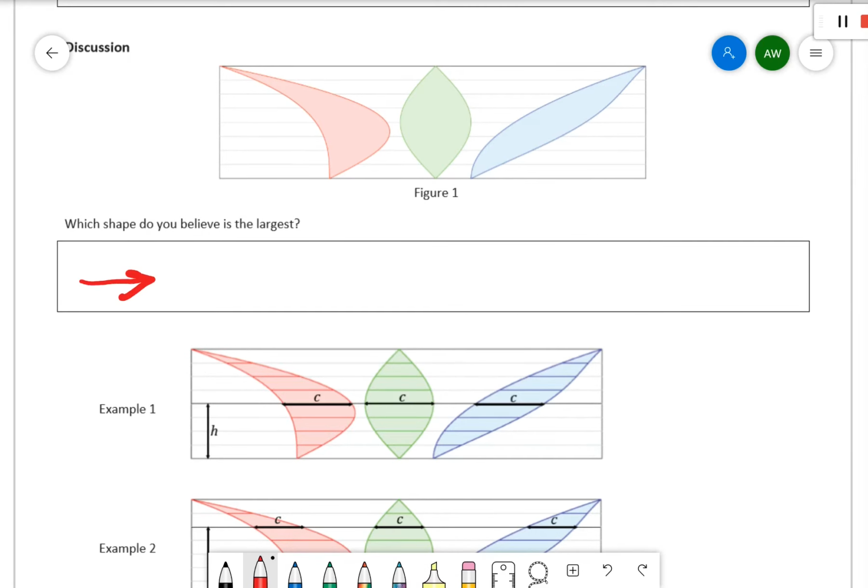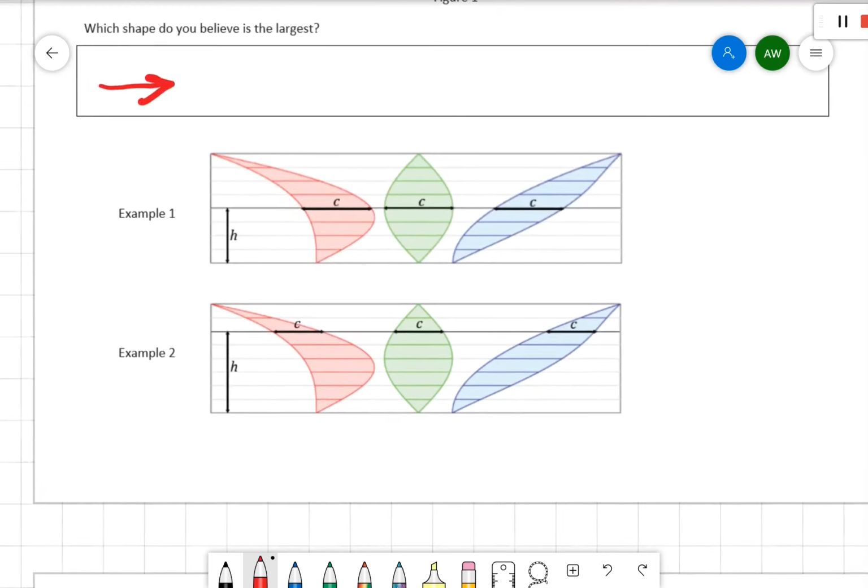Thanks for thinking about that. Now, we're going to look down here at these 2 examples. And while I'm talking about this, I want you to think about whether you are going to change your mind about which one you think is bigger, okay? So think about what you wrote down and whether what I'm about to say will change your mind.